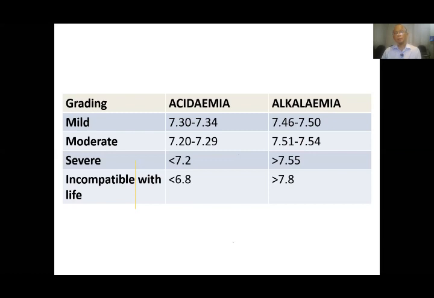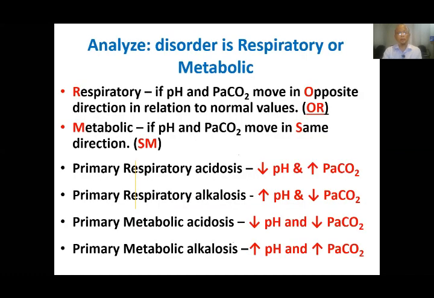Similarly, if there is alkalosis, you label it as a mild alkalosis if pH is 7.46 to 7.50. In case of moderate, 7.51 to 7.54. In case of severe alkalosis, that is more than 7.55. But if the pH is more than 7.8, it is incompatible with life. So this is very important.